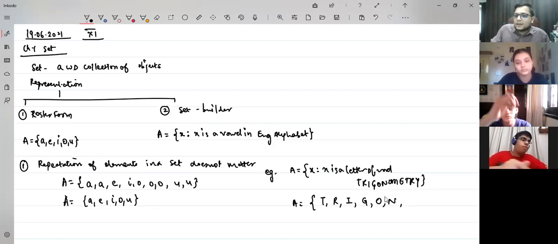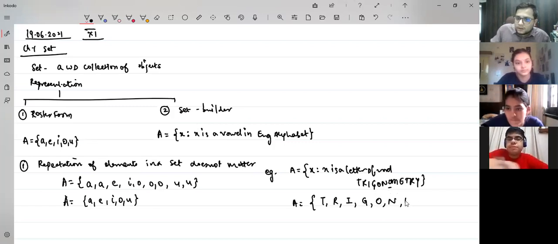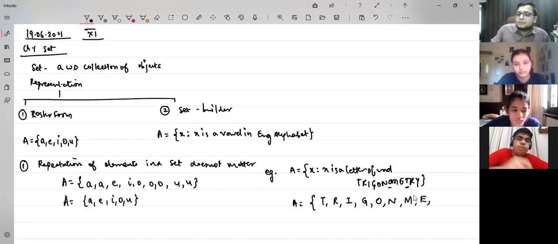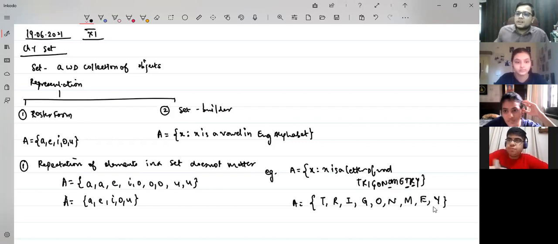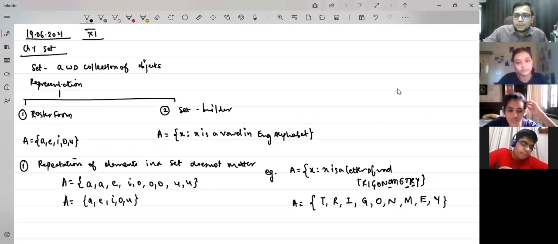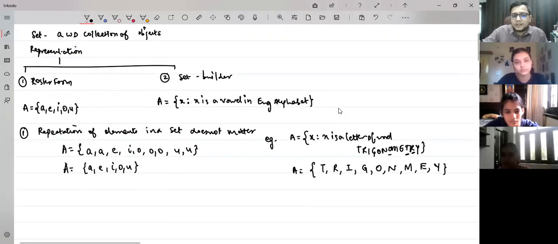Will I repeat O again? No, sir. Then M, then E, then will I be writing T again? No, sir. Will I be writing R again? No, sir. And lastly, Y. So these are the letters required to form A from the word trigonometry. Yes or no? So repetition of elements does not matter in a set.